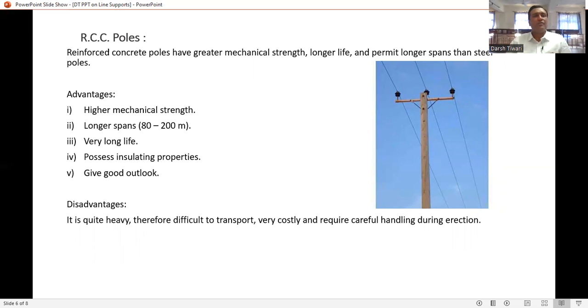Another advantage, they have very long life, possess insulating properties, and give a good outlook. Their outlook is very good. Disadvantages: they are quite heavy, therefore difficult to transport. They are very costly and require careful handling during erection, because they are very bulky.